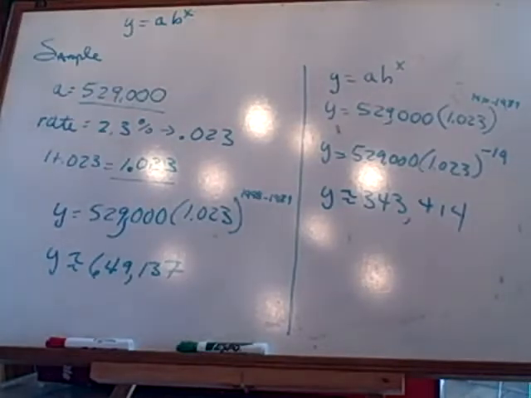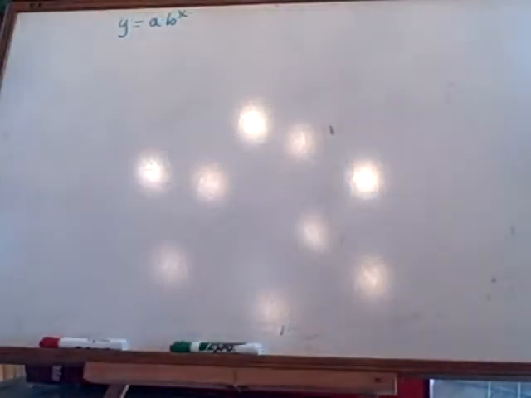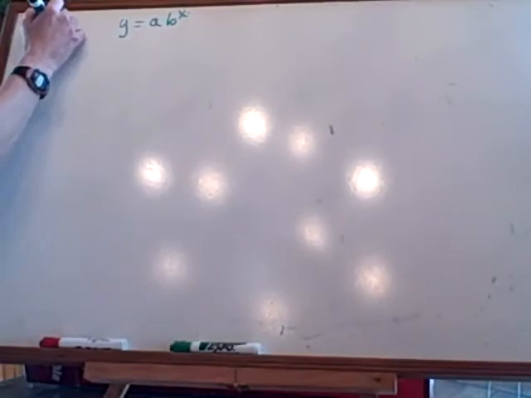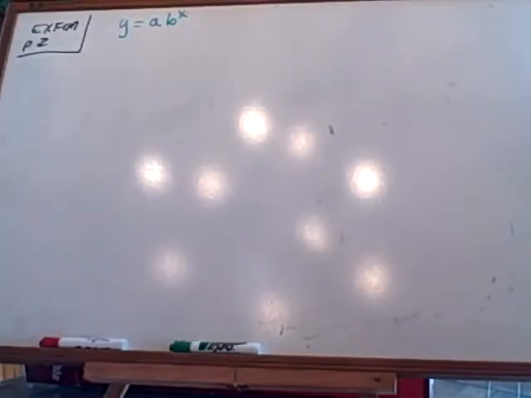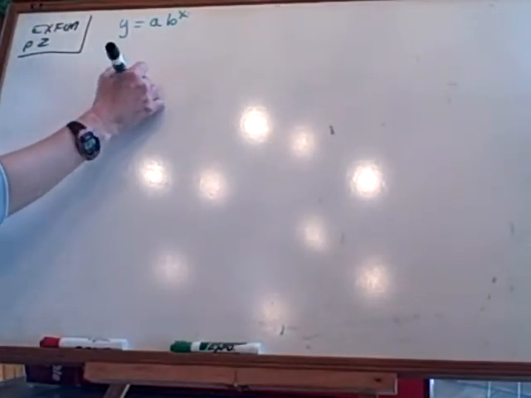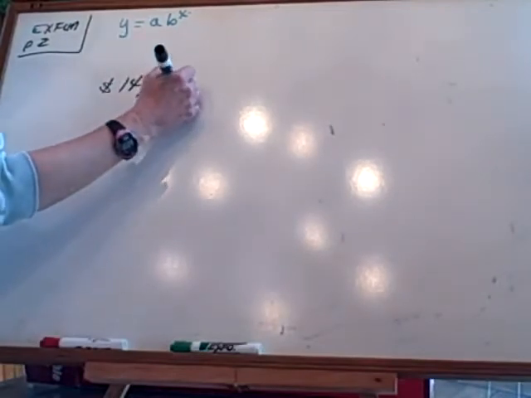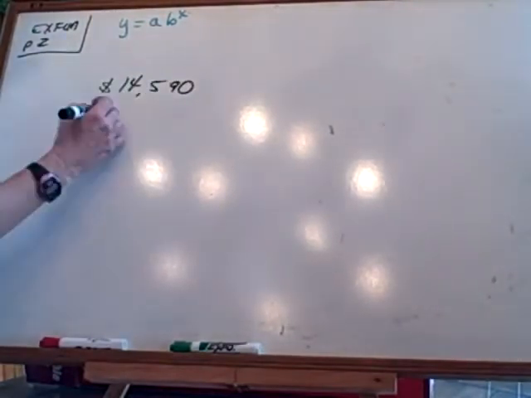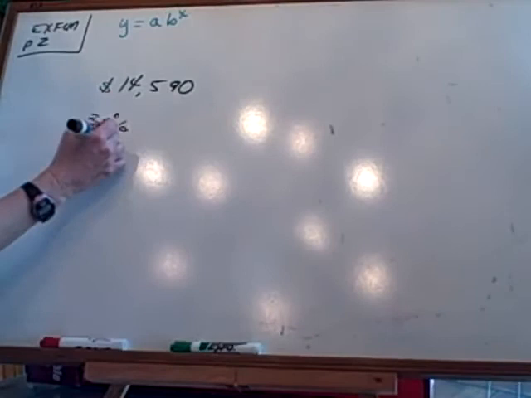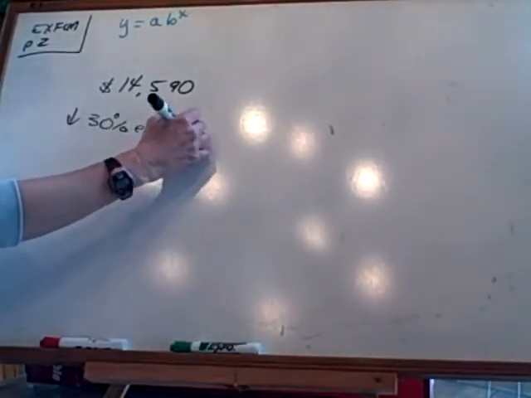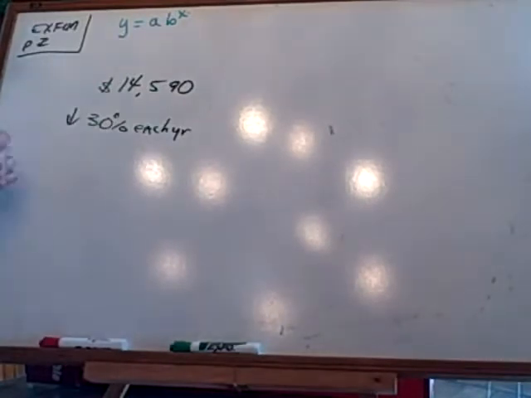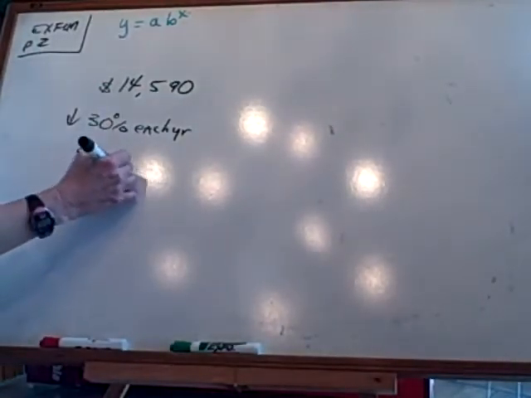All right, let's pause that for a second. We're on fire. Okay, we're at the bottom, last example on page 2 of Exponential Functions. And this is about car depreciation. It says a car costs $14,590, and it loses 30% of its value each year. Find the value of the car in 5 years.